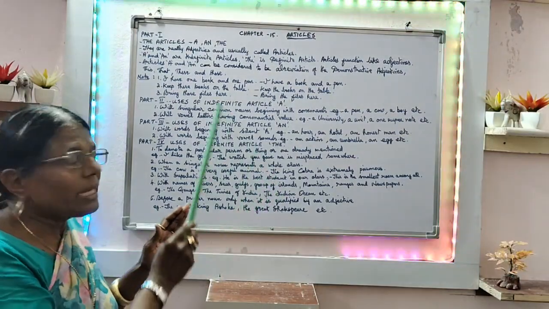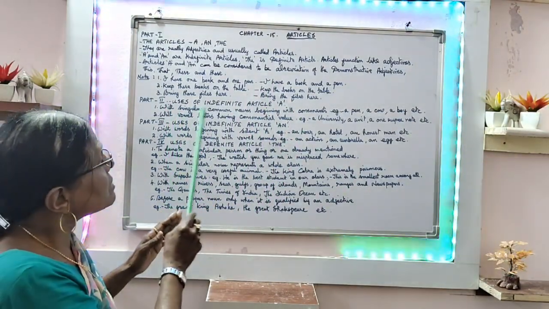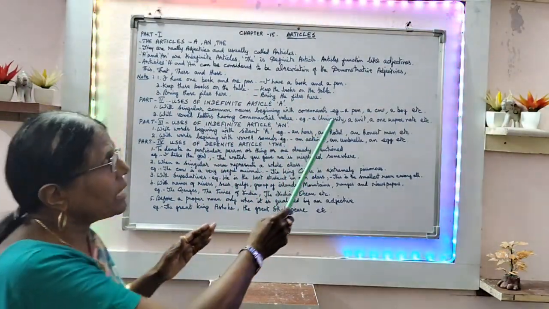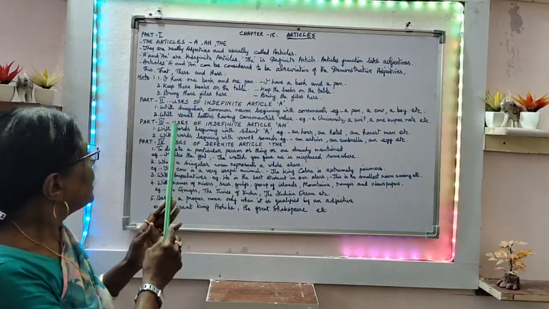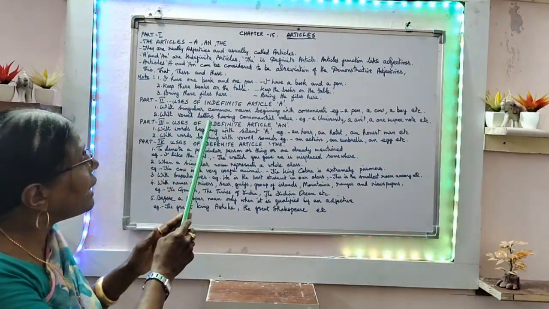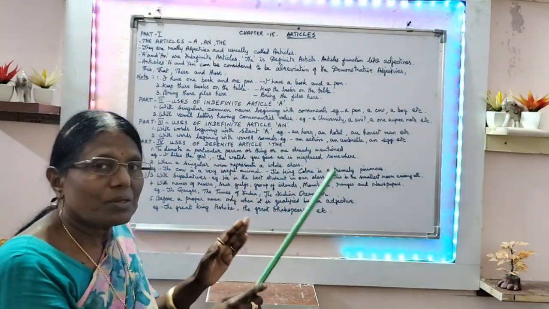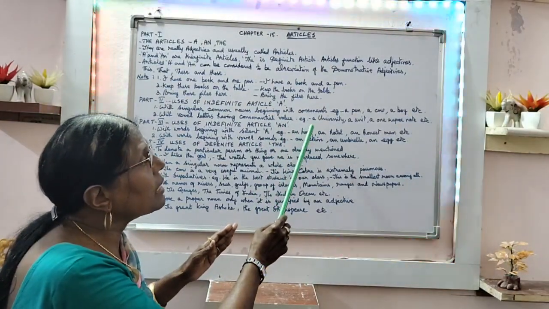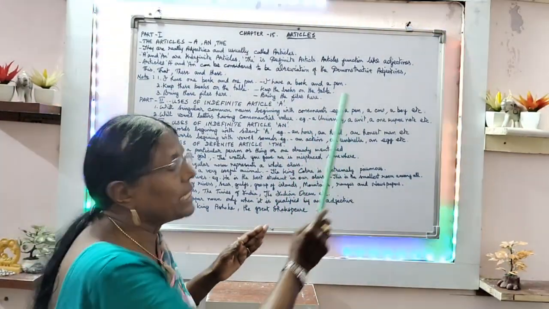Next is part 2, uses of indefinite article a. Where all it is used, I have given. With singular common nouns beginning with consonants. Example, a pen, a cow, a boy, etc. Next, with vowel letters having consonantal value. Say for example, a university, a unit, a 1 rupee note, etc.